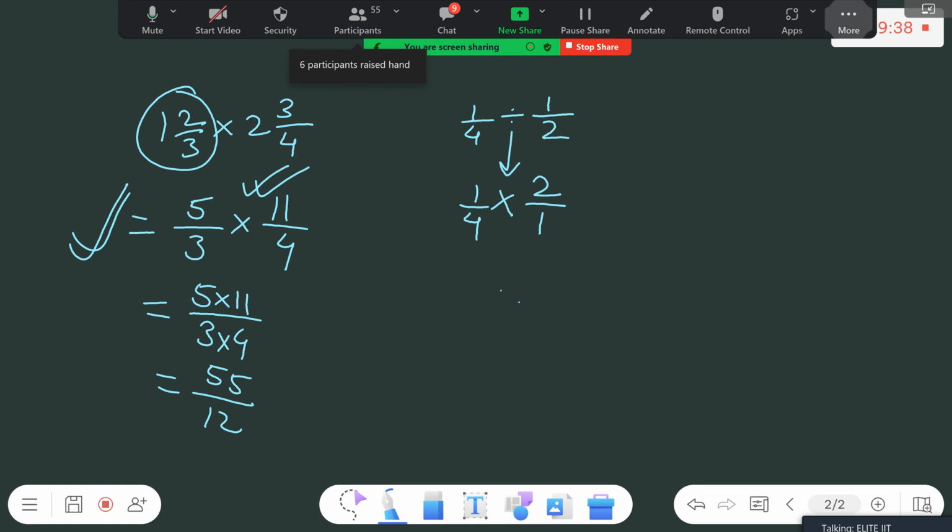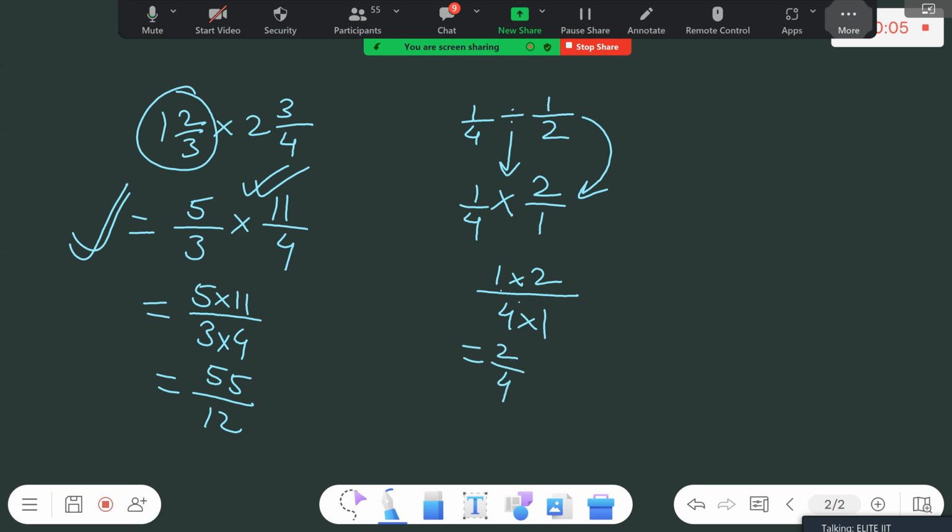So, to convert division into multiplication, Gagan, we need to what? Convert division to multiplication. And how do we do that? By taking the reciprocal of the second fraction, isn't it? And now we can find 1 by 4 into 2 by 1. Multiply the numerators and multiply the denominators. It will be 2 by 4.